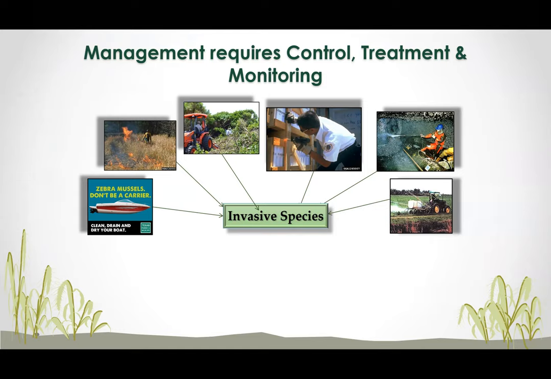We as state and federal entities are out there doing the best that we can. You know, Texas Parks and Wildlife, U.S. Fish and Wildlife, Texas AgriLife, all of these amazing entities, USDA APHIS with the port checks and the border checks, checking all of the imports and exports that come in. However, there's only so many of us, and we really need all the help we can get with the control, treatment, and monitoring of invasive species.